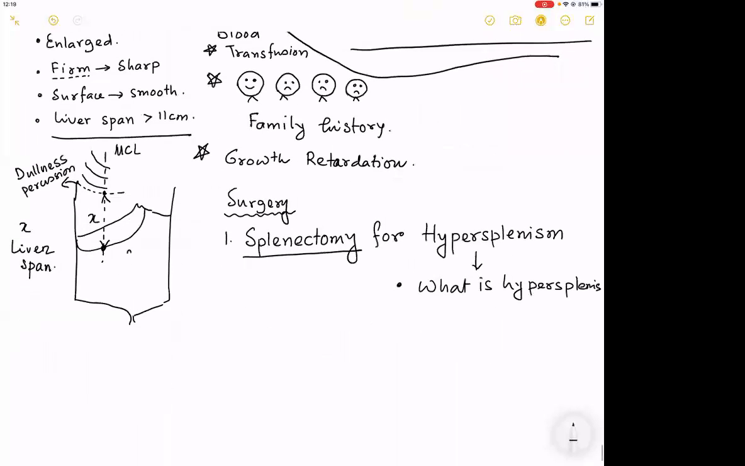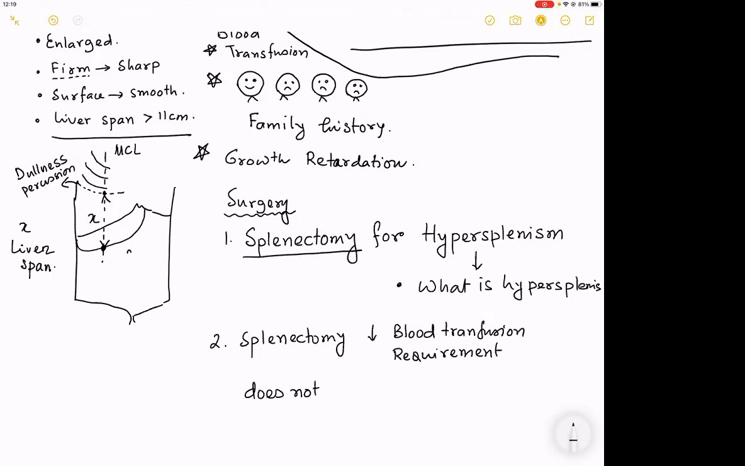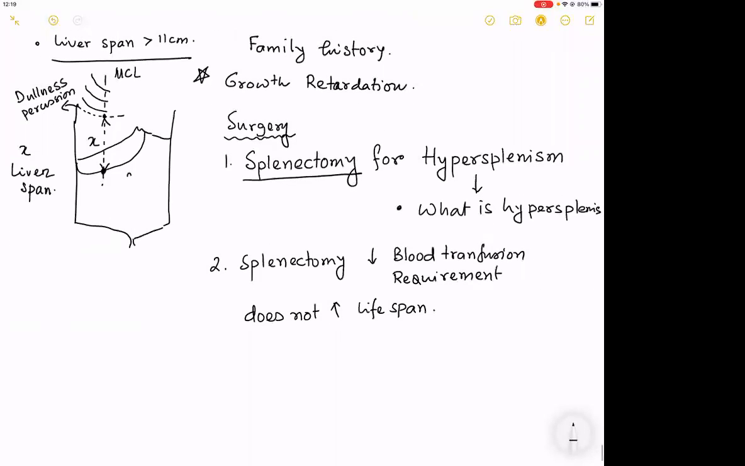Next, any other indication of splenectomy? Yes. What splenectomy does is that it decreases the blood transfusion requirement, but does not increase the lifespan. I hope you know that from medicine.